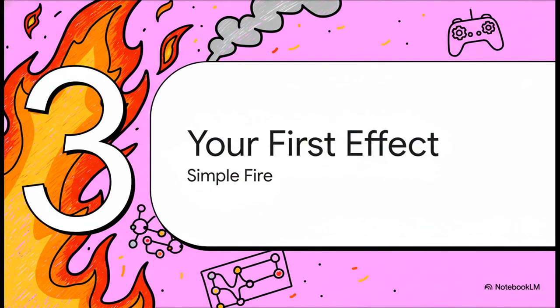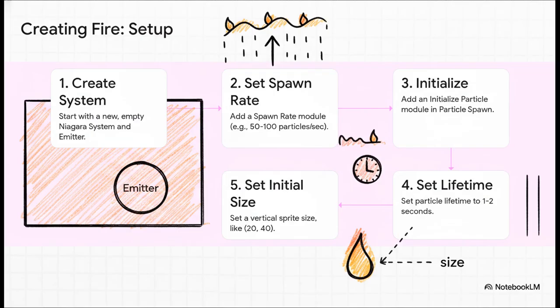Alrighty, enough theory. Let's get our hands dirty and actually build something. We're going to create a simple fire effect from the ground up using all the ideas we just talked about. Okay, first things first, we've got to lay the groundwork. We'll start with a fresh new system and stick an emitter inside it. Now remember the emitter update section? That's where we'll add a spawn rate module. This just tells it how many particles to crank out every second. Then we jump down to the particle spawn section and add an initialize particle module. This is super important. It sets up how each particle starts its life.